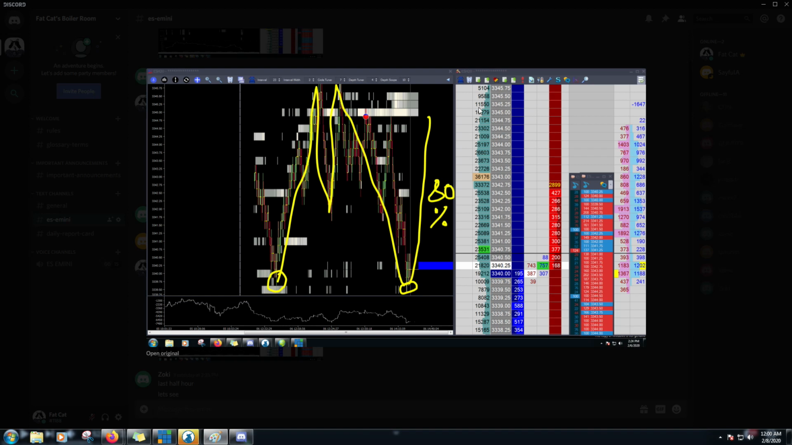We test again. So we have these two tests to the high, and we're not getting through. So what does that tell us? Sellers are willing to defend it. Notice how we start chopping around in this area, and we make lower highs here, and then progressively we go down to the other side. This is what I was looking for. Anything in here really doesn't matter.